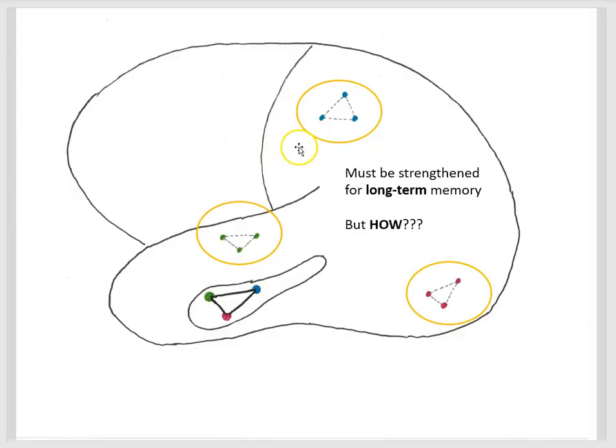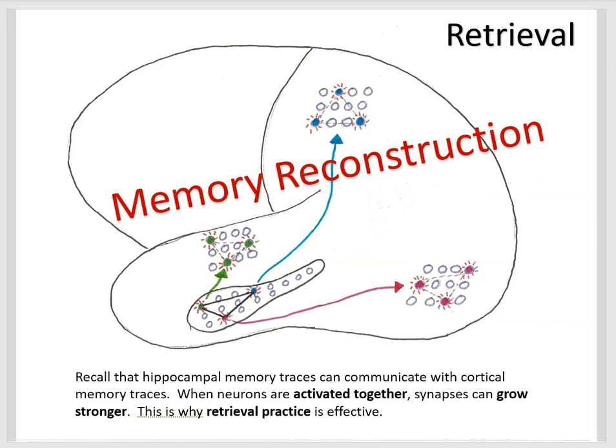We ended the last lesson with the brain state like this. We've got a strong hippocampal memory trace, but weak cortical memory traces. If we're going to have reliable long-term memory for the information we learned, we must strengthen these cortical memory traces. But how does the brain do it? Well, a clue can be seen if we reconsider what happens when we retrieve a memory.